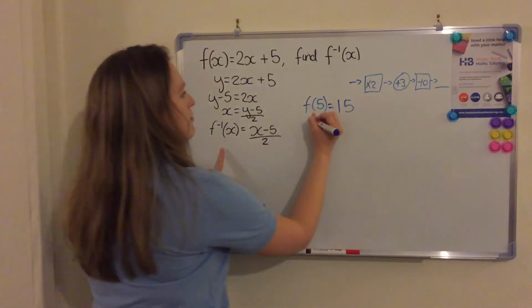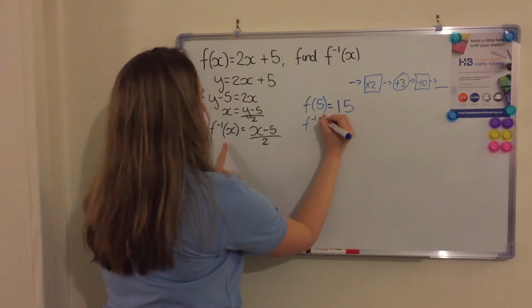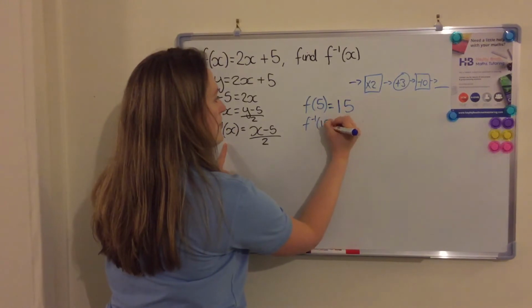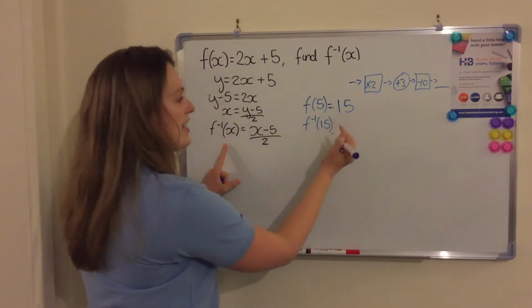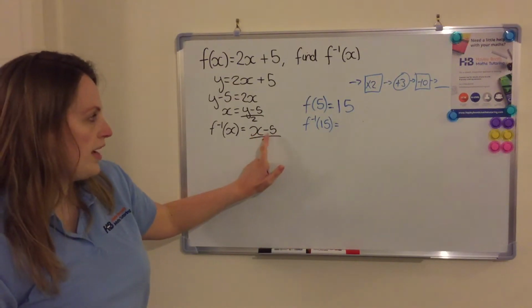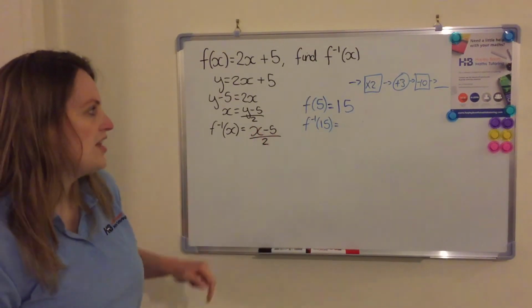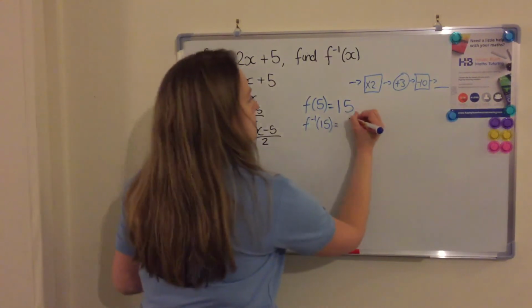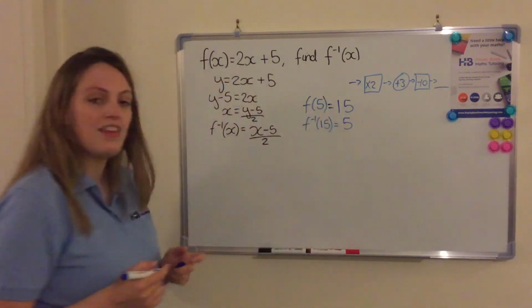Then let's try and find f to the minus 1, our inverse function, of 15. So in other words, taking our output here, we'd have our 15, take away our 5, which gives you 10, and then divided by the 2 gives us 5, which was our input in the first place.